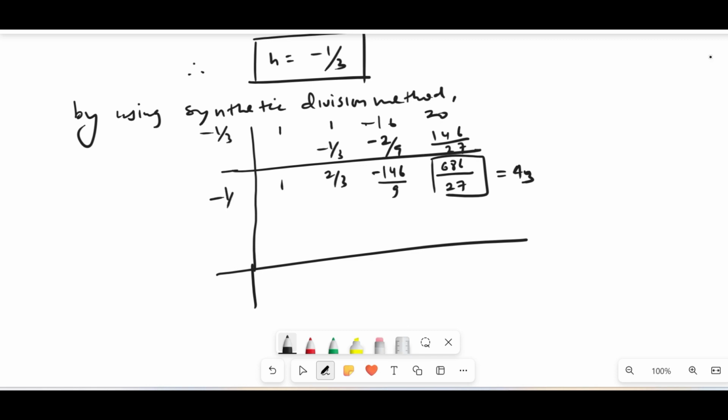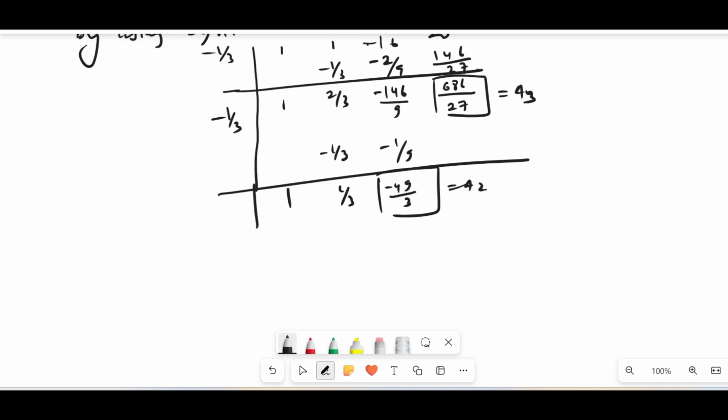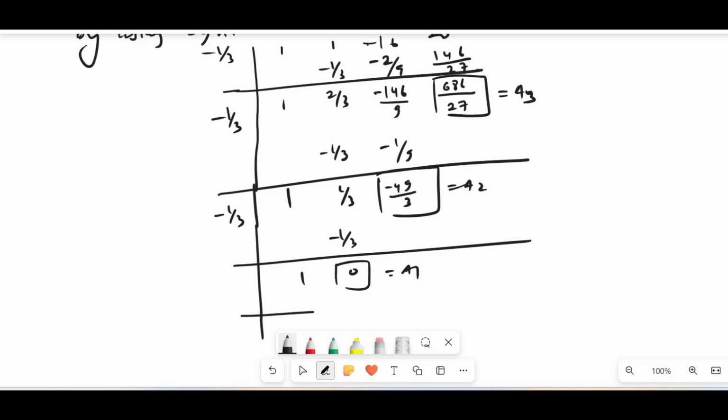So now again write, that is negative 1 by 3, it will give 1. Negative 1 by 3, that is 1 by 3. Negative 1 by 9. Adding we will get negative 49 over 3. So it will give the value of A2. Further, negative 1 by 3, it will give 1. Negative 1 by 3, that is 0. It will give A1. And the 1 is A0.